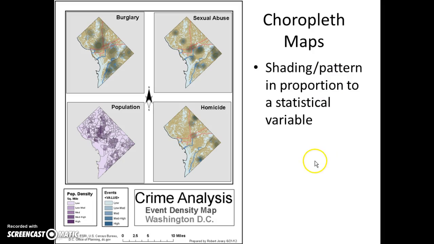So this is an event density map for crime in Washington, D.C. It shows us the density of particular types of crimes, and we can look at that in comparison to the population. So the convention for a choropleth map is that the more of something there is, the darker that area of the map is shaded. You can see that we have more population density is the darker purple, and more crime events is the darker blue.